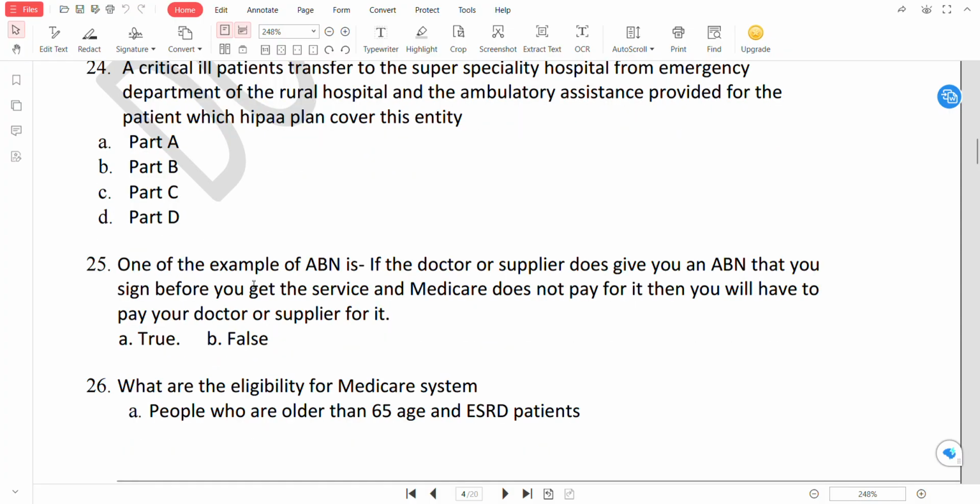25th question. It is also same as true or false related. One of the examples of ABN is if the doctor or supplier does not give you an ABN, then you sign before you get the service and Medicare does not pay for it, then you will have to pay your doctor or supplier for it. The statement is true or false.